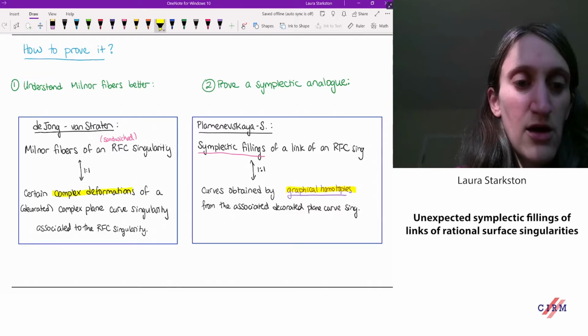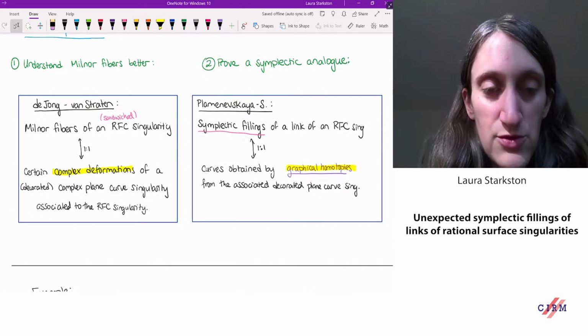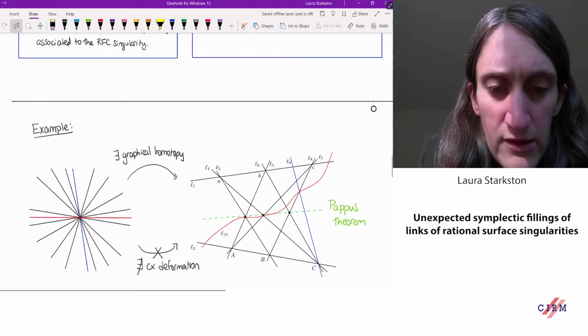So if I want to find unexpected fillings, I want to find differences between these kinds of deformations. Let me give you an idea of what graphical homotopy means for these plane curves just by showing an example. So this is my plane curve singularity.